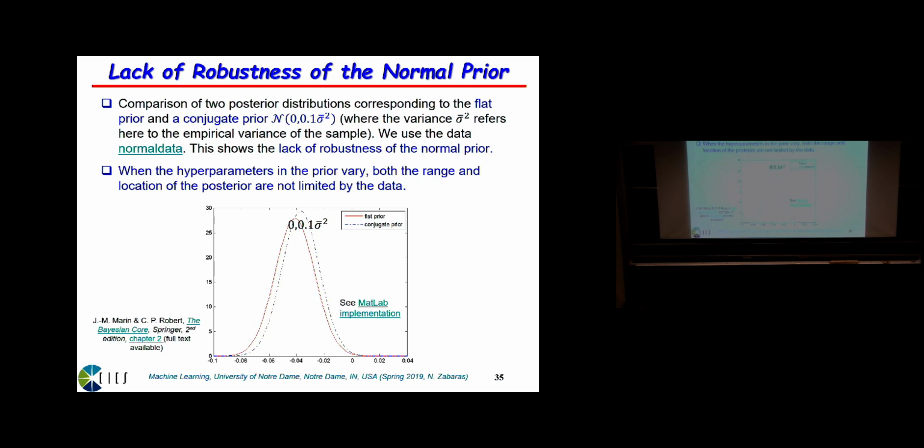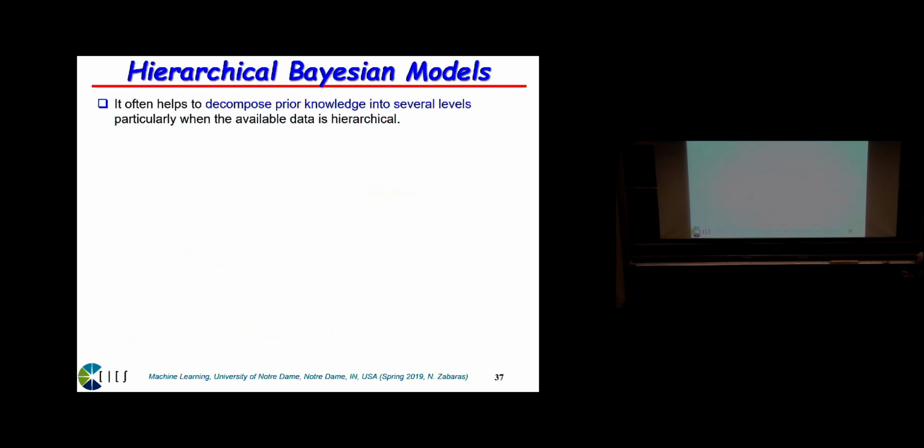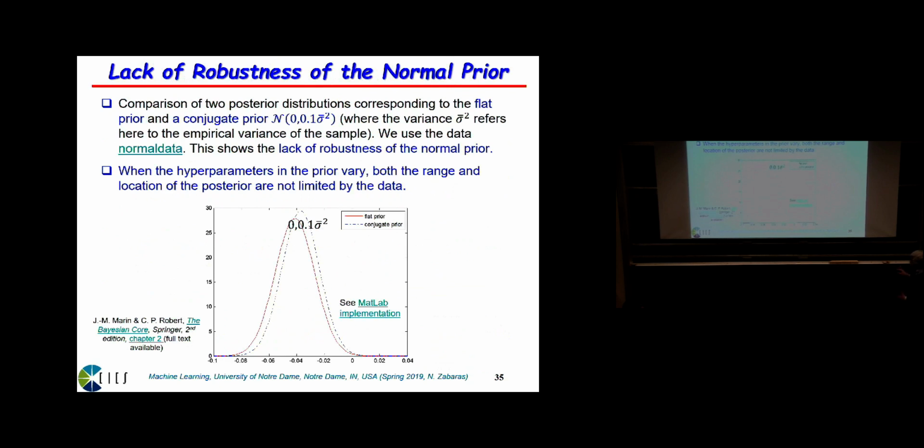In some sense, you need to look at the prior as a way to regularize your solution, not really to tell you something different from what the data tell you, okay? And if you want to really address this problem, then you have to use what's called robust priors, okay?